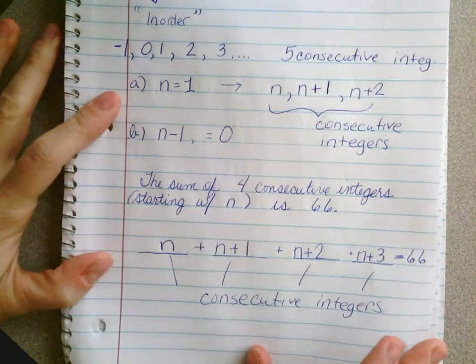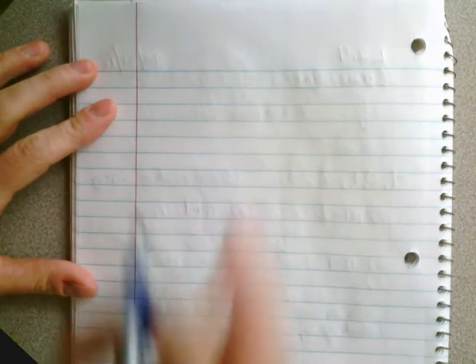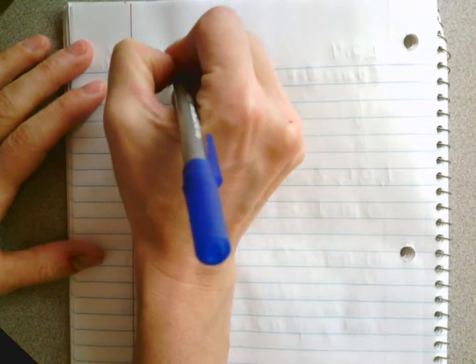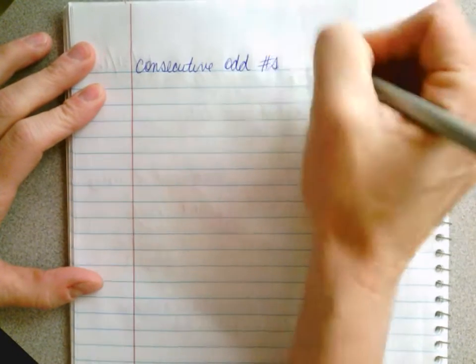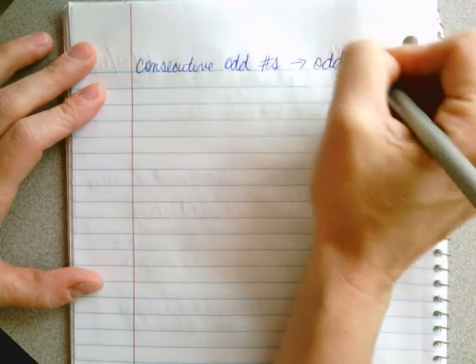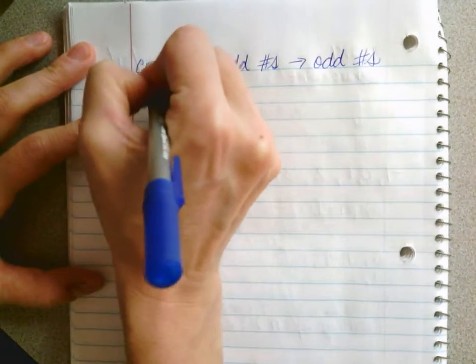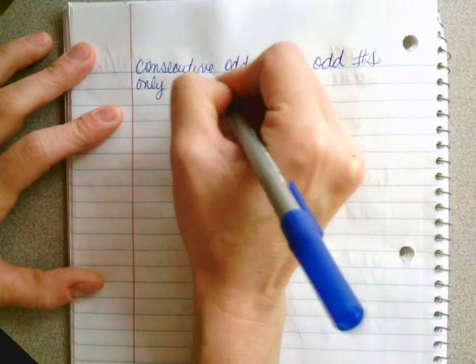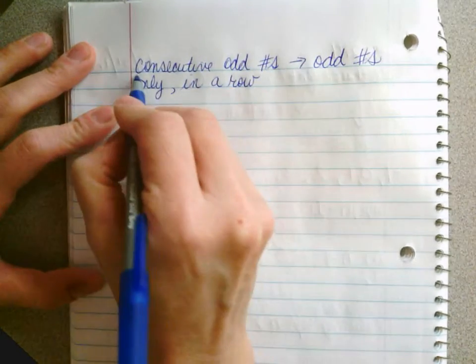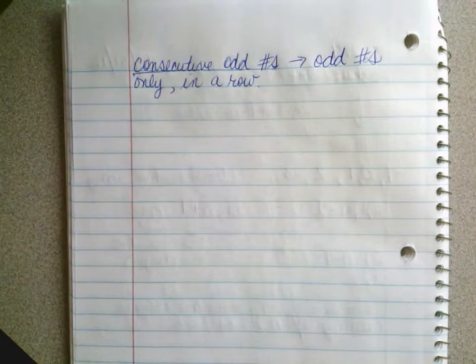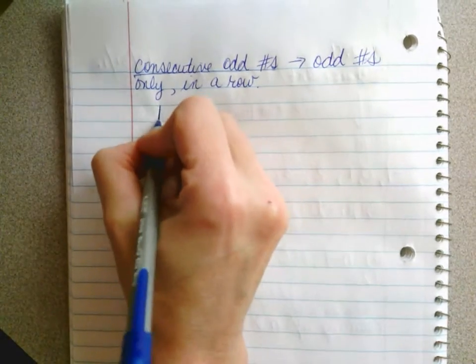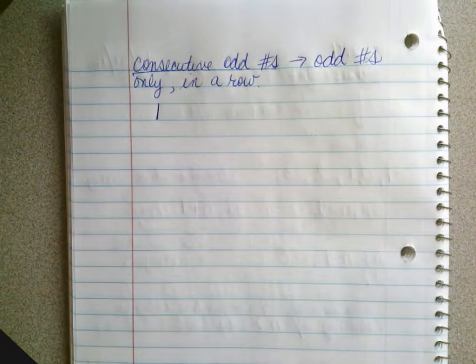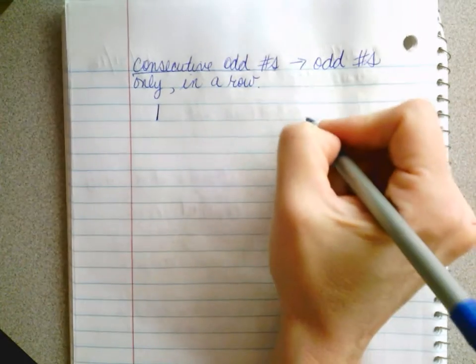Let's go on to how to understand if they ask about odds or evens. So consecutive odd numbers means odd numbers only in a row, right? 1, 3, 5, 7, 9. Those would be odd numbers, right? So let's just say 1 is the first one that I'm discussing, and I'm going to call that n.